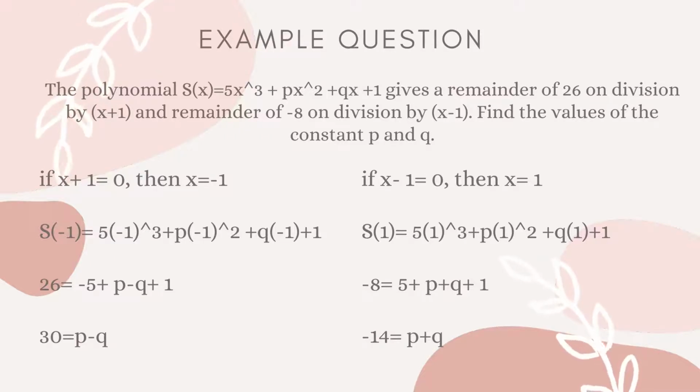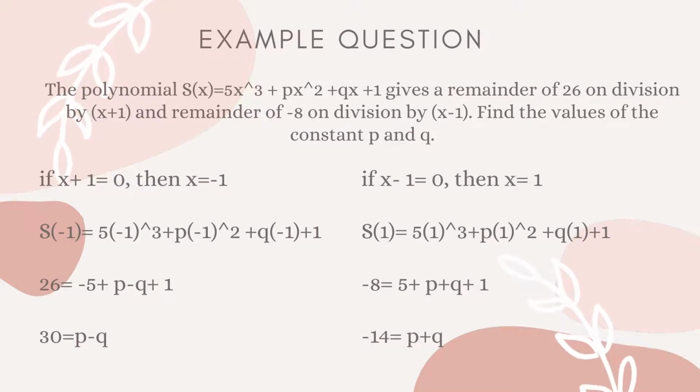In order to get p and q, we first substitute the value of x into our polynomial. To get the value of x, we first set x plus 1 equal to 0, and the value of x will be negative 1. Then we substitute negative 1 into our polynomial P(x), where we get negative 5 plus p minus q plus 1. And the left hand side, 26, is the remainder as mentioned in the question. So at last we get 30 equals p minus q.